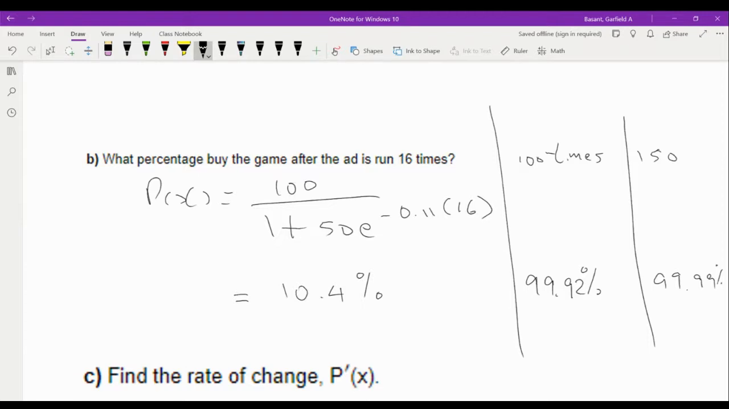Do you think the company who is selling this product would run it 50 more times just to get a 0.07% increase in sales? They probably would not, right? It doesn't make sense to run it 50 more times just to get an increase of 0.07% in sales. It's not cost effective.